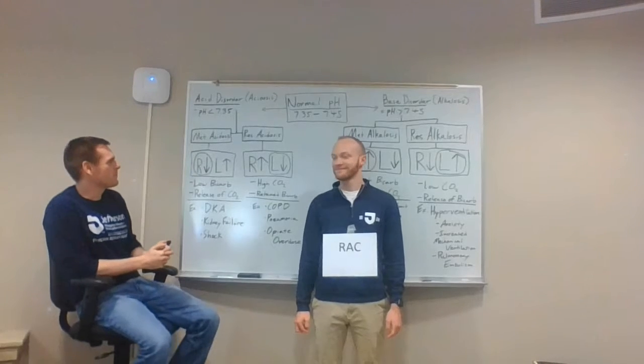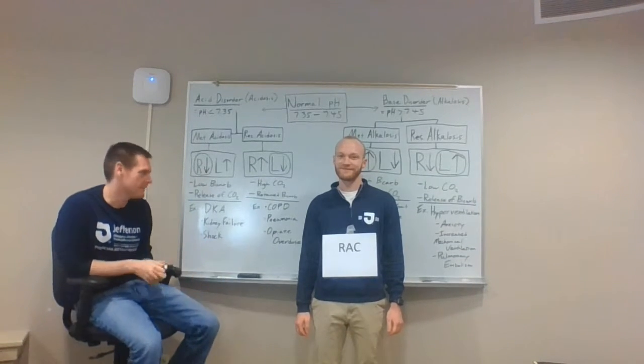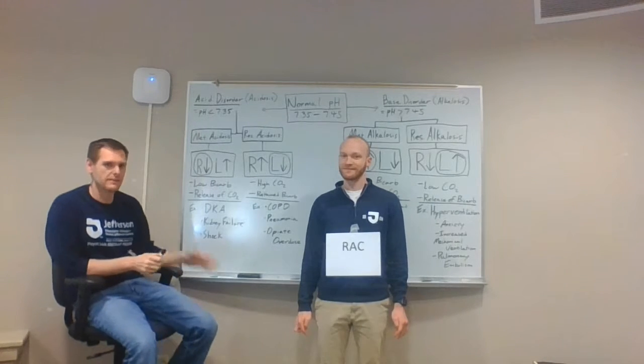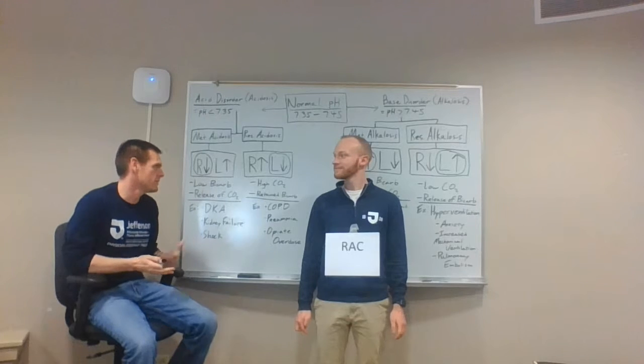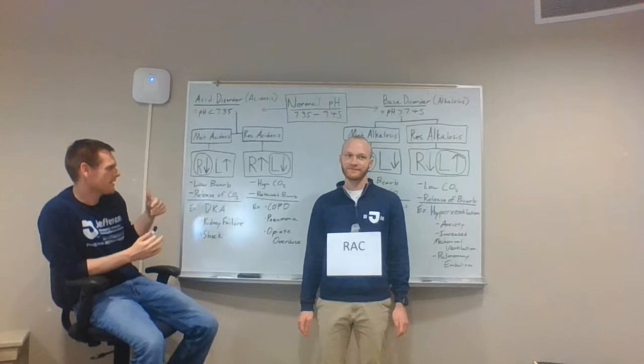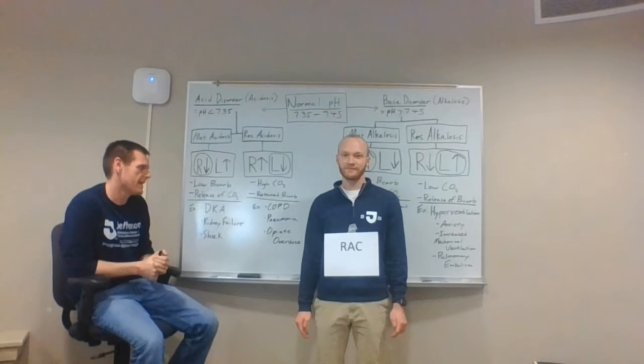Today Shane's going to be representing respiratory acidosis, or RAC as we're going to refer to it. In respiratory acidosis, your pulmonary function is going to be low. You're going to be retaining CO2. How does your body correct that? Well, you're going to be retaining bicarb because you've got acidosis, so you want to be hanging on to that bicarb to buffer that out.